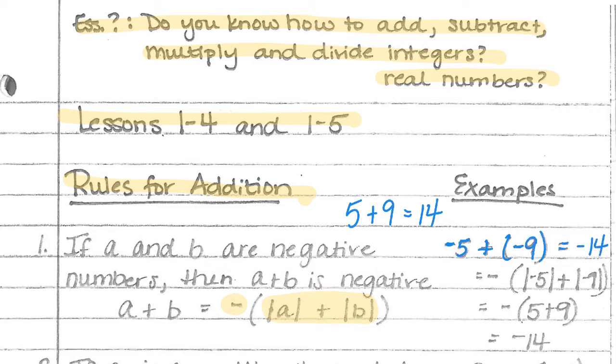Now, if you notice what the book does, they factor that negative out, and then they add the absolute value of those numbers. So sometimes we just say if the numbers are positive, add them and make it positive. If the numbers are negative, add them and make it negative.